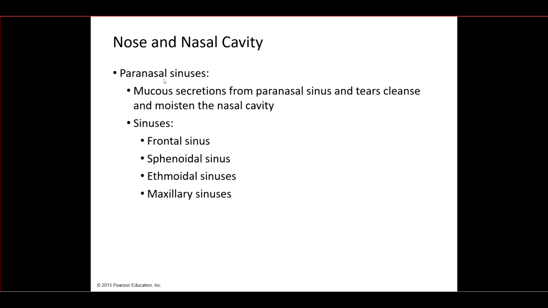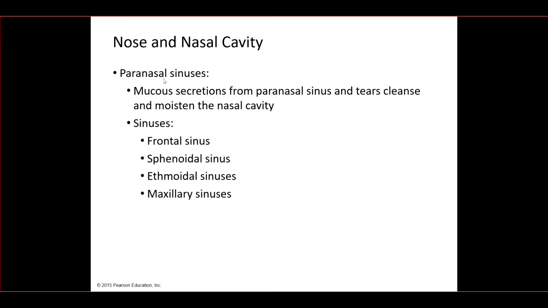Now, our nasal cavity has these sinuses associated with it. The function of the sinuses is that they humidify air for us. Not so much on a humid day. We don't really worry about that too much.